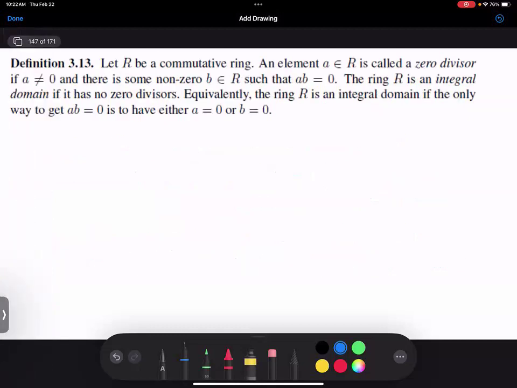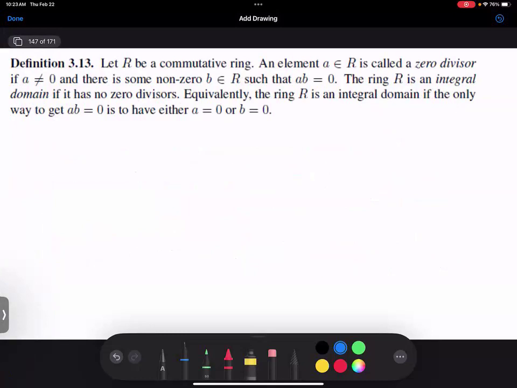So let R be a commutative ring. So we keep having to remind ourselves that R is a commutative ring for a lot of these properties. An element A is called a zero divisor if A is not 0, and there is some non-zero B in the ring such that A times B is 0. You're an integral domain if you have no zero divisors.